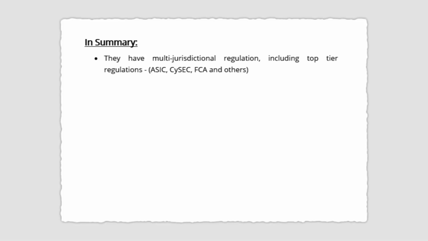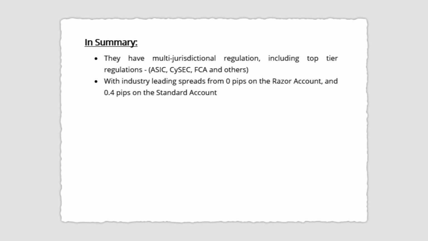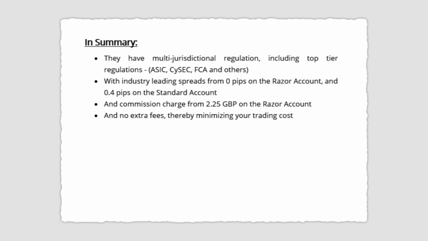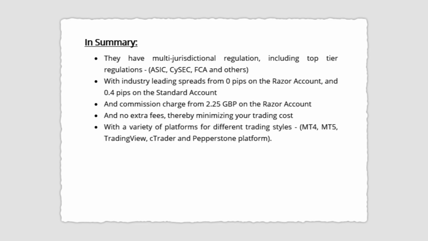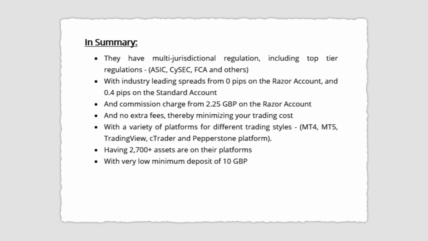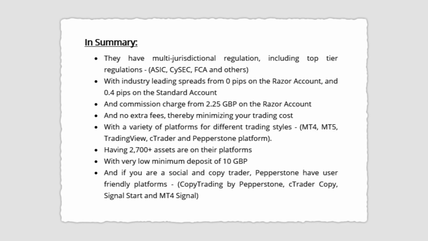Let's quickly brush through Pepperstone's features. They have multi-jurisdictional regulation, including top-tier regulations, with industry-leading spreads from 0 pips on the Razor account and 0.4 pips on the standard account. And then commission charge starts from £2.25 on the Razor account, and no extra fees, thereby minimizing your trading costs, with a variety of platforms for different trading styles. Over 2,700 assets are on their platforms with a very low minimum deposit of £10. And if you are a social and copy trader, Pepperstone has user-friendly platforms.